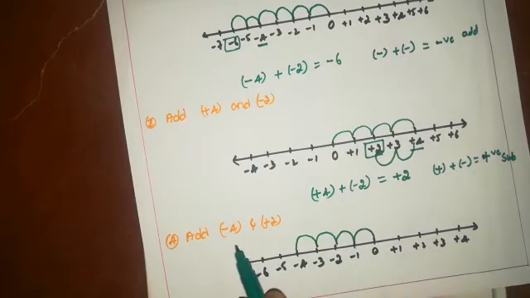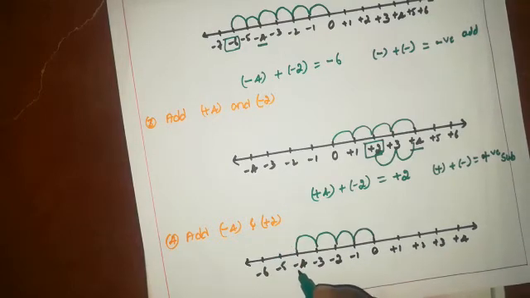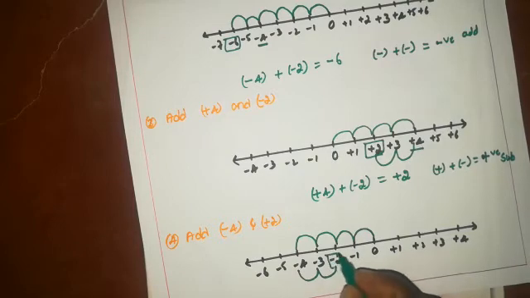Now, to minus 4 we have to add plus 2. Plus means we have to move to the right side. So how many steps? Two steps, 1 and 2. We get minus 2.